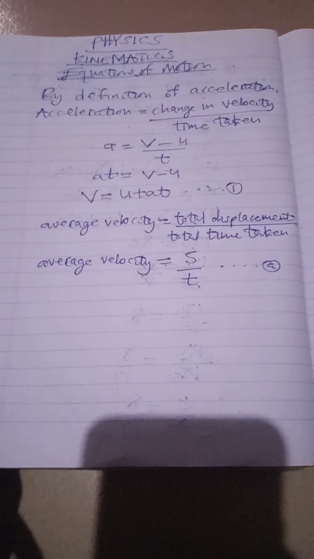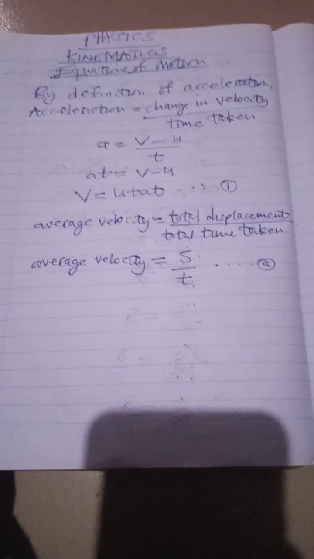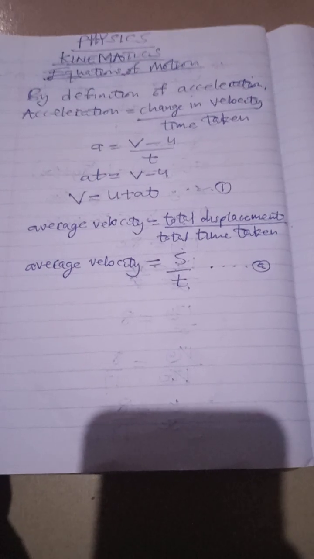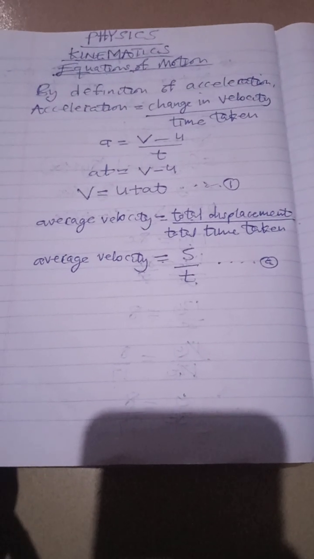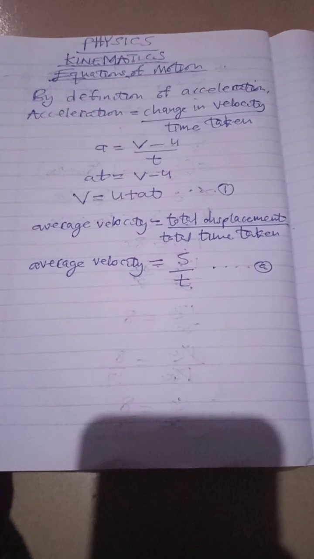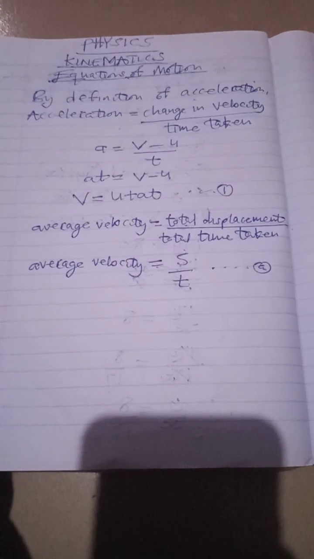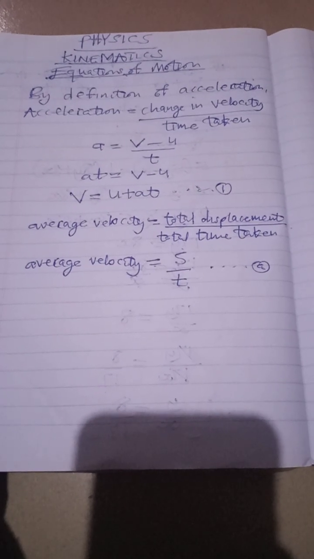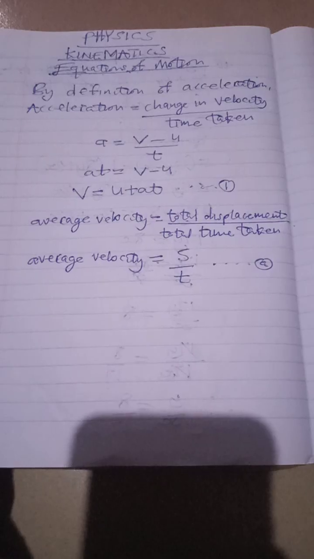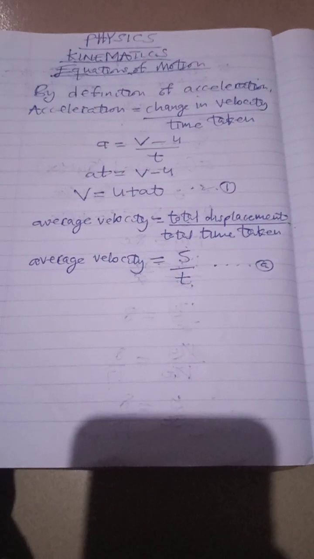So average velocity is equal to what? S over t. We use S to represent displacement, and we use t to represent time. So average velocity is equal to s over t, right? Yes, that's equation A.